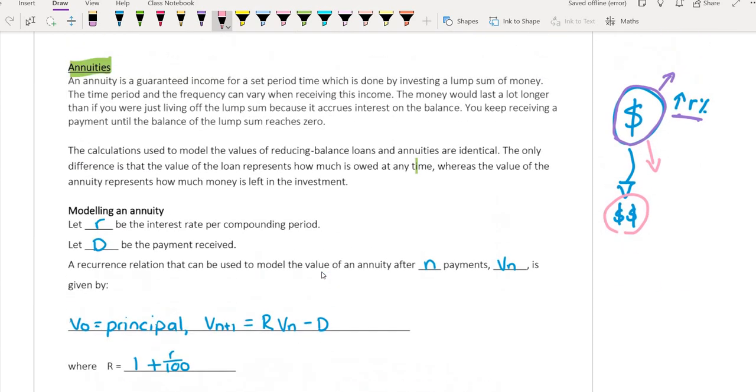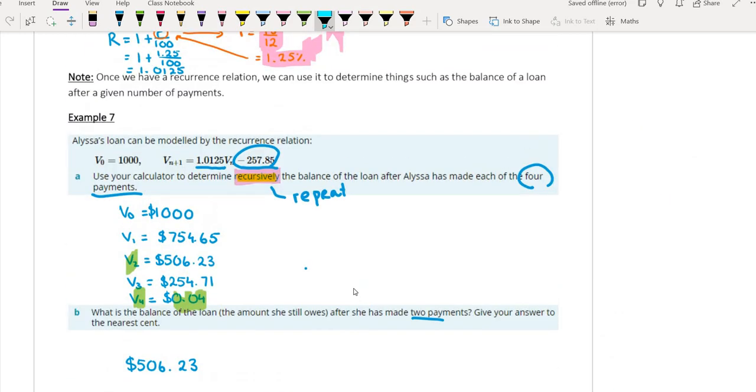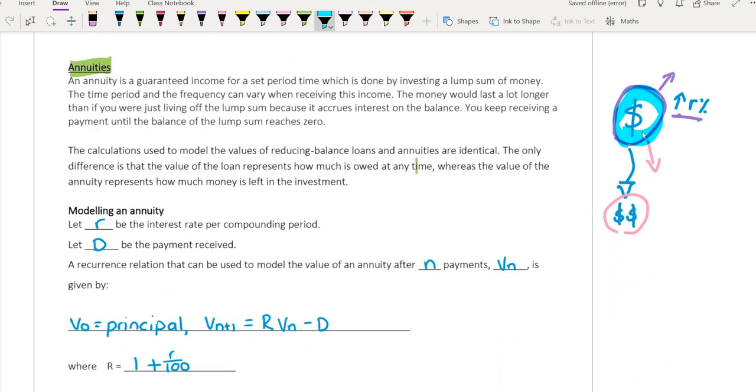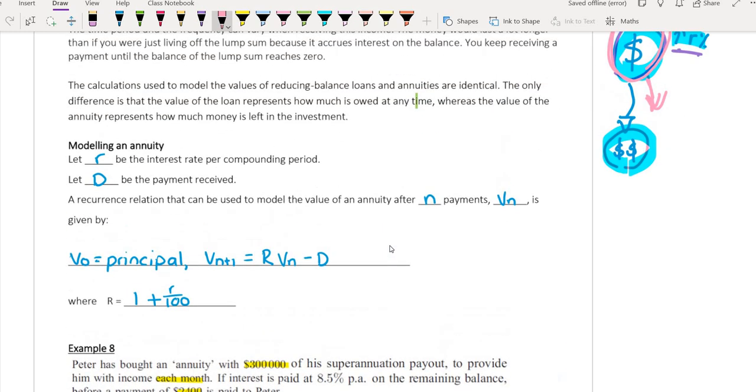But obviously the difference here is you already have this amount of money. This is a good thing to have, whereas the loan is something you owe. This is something you already have, which is growing, which is nice, and you're also getting paid, which is a good thing, but in return this value is going down. To show this, we're following the same sort of format where we're multiplying the interest rate to our value, and we're taking some money away because we're getting paid.